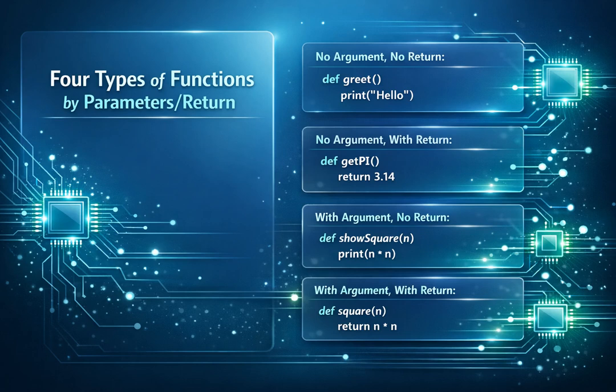Based on parameters and return values, Python functions come in four forms. A function can have no arguments and no return, no arguments but a return, arguments but no return, or both arguments and a return value. The right form depends on what the function needs to do.